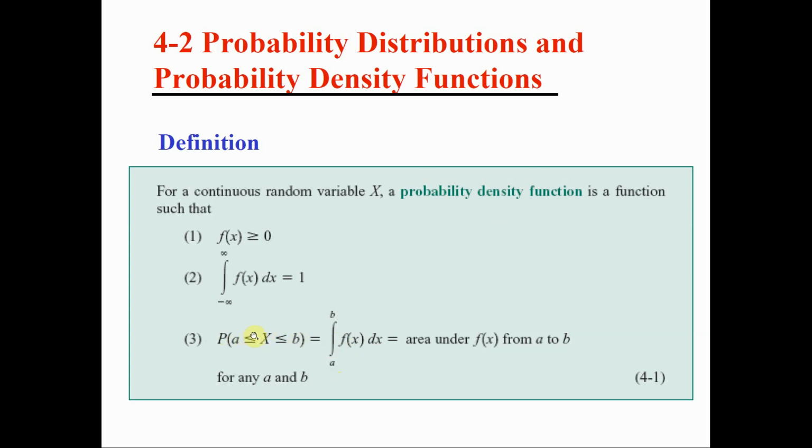and b. So after a and before b, greater than or equal to a and less than or equal to b. And since it's a limited integral, since we're integrating a function from a until b, it is equivalently also the area under the curve. So if you draw f of x, this probability, or this integral, is also equivalent to the area under the function from a until b.